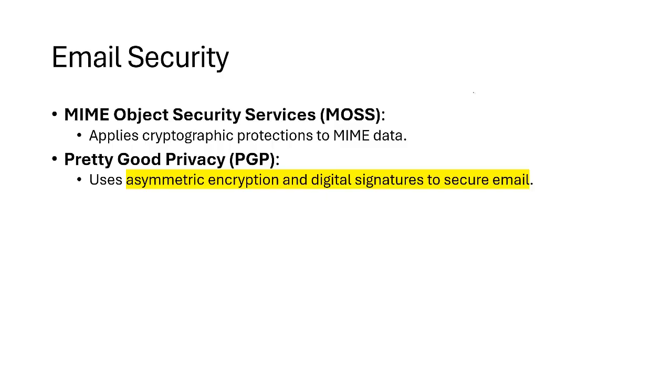So same like MIME is the extension for the file version to support the extension. So MIME is applied to the cryptography protection to the MIME data. Then we have PGP. PGP uses asymmetric encryption and digital signature to secure the email.